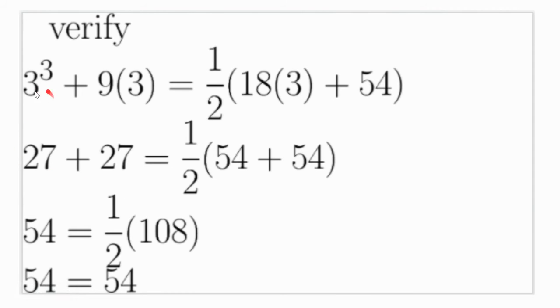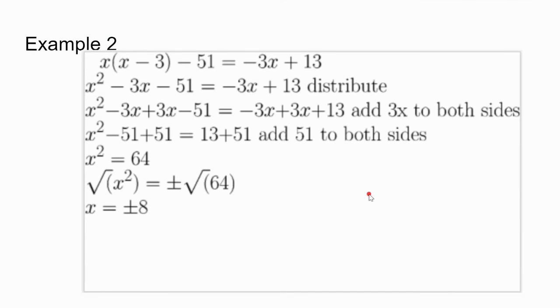Now I'm going to verify it by putting a 3 in everywhere there was an x. So 3 times 3 times 3 is 27. 9 times 3 is 27. 18 times 3 is 54. Add up the 54 and the 54 inside. Half of 108 is 54, so we've got 54 equals 54. So solve and verify.